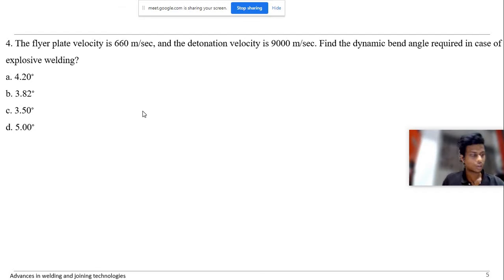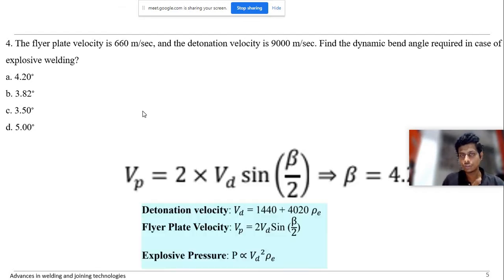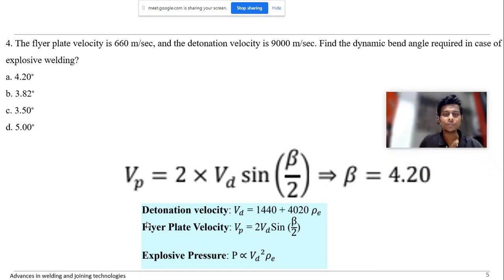So you need to know the relation for that. Basically, detonation velocity is related to the density of the explosive powder. On that basis we get the detonation velocity, but here detonation velocity is already given, so no need to use this relation. We will use the relationship between the flyer plate velocity, the detonation velocity, and the bend angle. Since we know Vp and Vd, we can directly calculate beta.